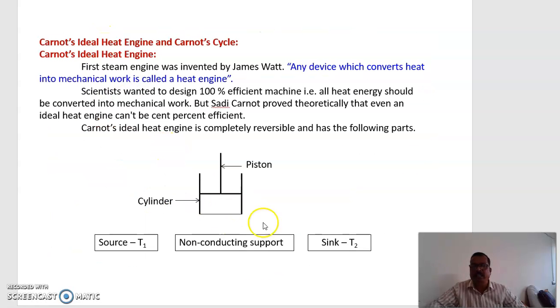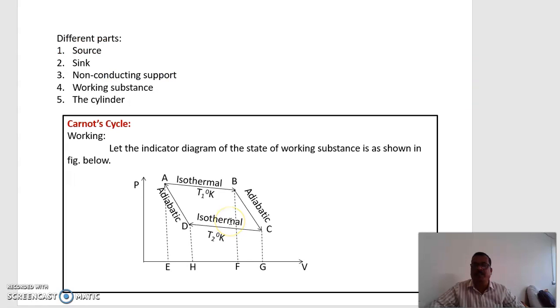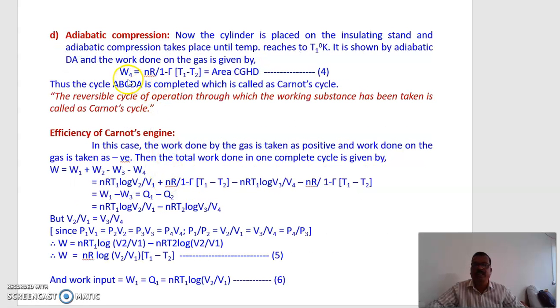Now the cylinder is kept on a non-conducting support. Non-conducting support has zero heat capacity. Therefore here the gas is compressed adiabatically till the temperature reaches T1 degree Kelvin, and it is shown by the adiabatic DA, and the work done on the gas is given by W4 equal to nR divided by 1 minus gamma, T1 minus T2, that is equal to area CZHD.